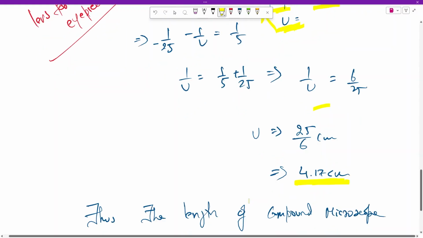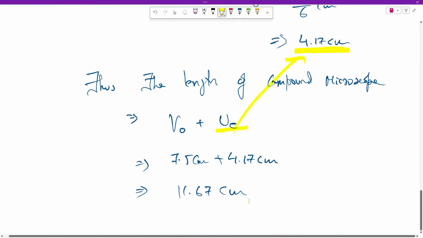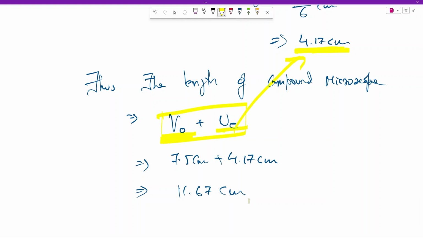Now we have got the value of UE, and we calculated earlier the value of VO. Now we can add them to get the length of the compound microscope, and similarly we can substitute the values and find out the answer as 11.67 centimeter.